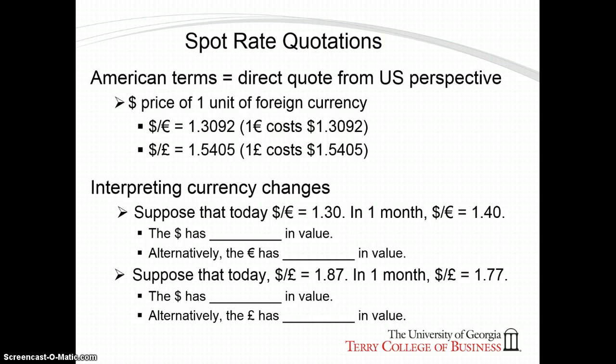For a second example, suppose that today the American term quote for the pound is $1.87 per pound. However, in 1 month, the spot rate has changed to $1.77 per pound. See if you can figure out what effect this change will have on the values of the dollar and the pound, and fill in the blanks.